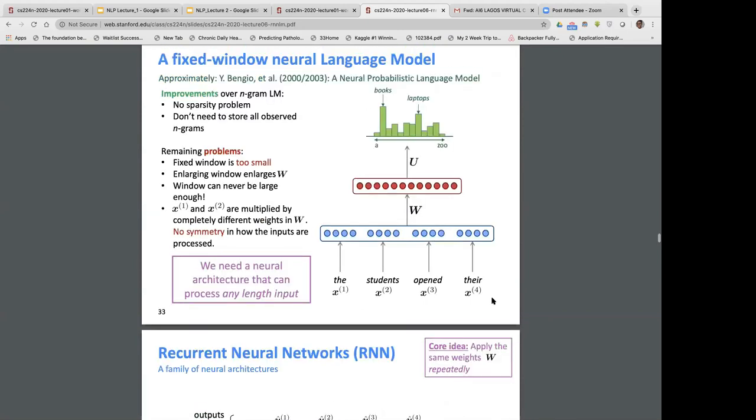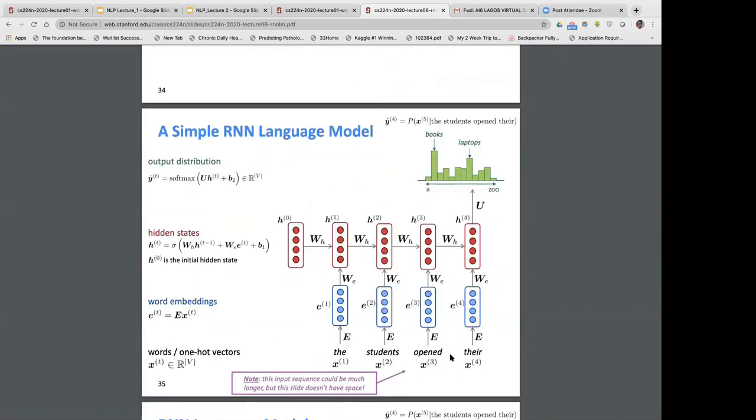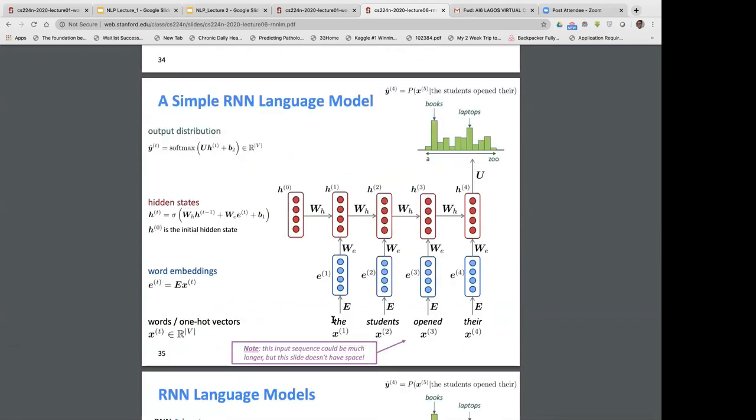So let's take an example. The input sequence could be larger than this, but because of space, they were only able to use four words for their example. Here we have the student opened there. Don't forget, we're trying to predict the next word after the student opened there. So what do we do? Just like our neural language models, you obtain the embeddings for the student opened there.